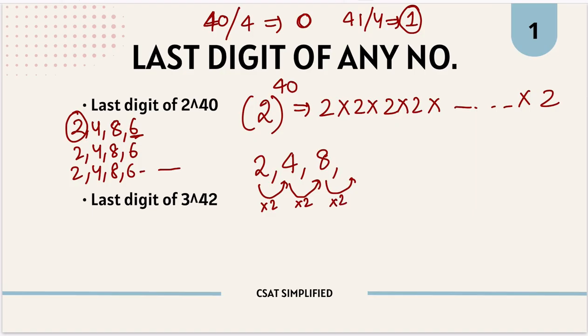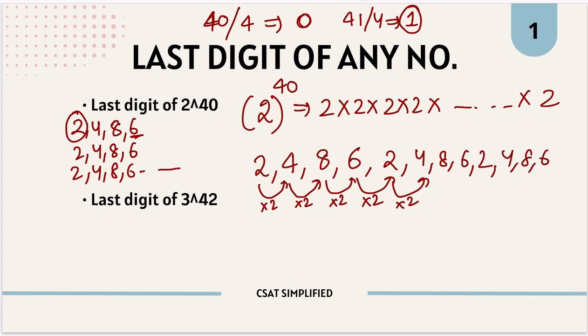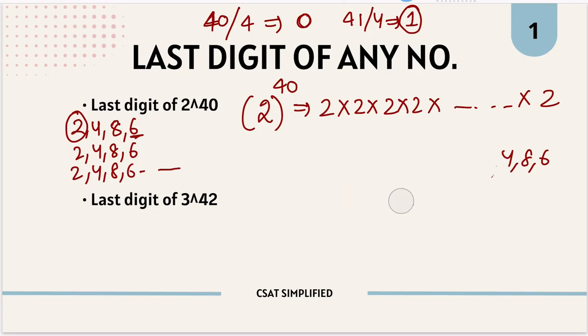So I'm not going to write 16, I'm going to write 6. Next one is 2 and 6 into 2, 12. 2 into 2 again, 4, 8, 6, 2, 4, 8, 6. So you see that the pattern is repeating after every 4 digits. So I know that the repeating pattern is 4.